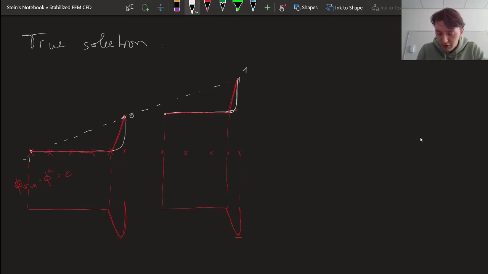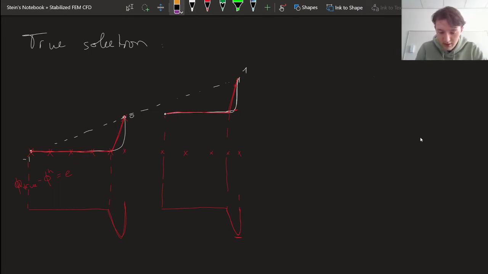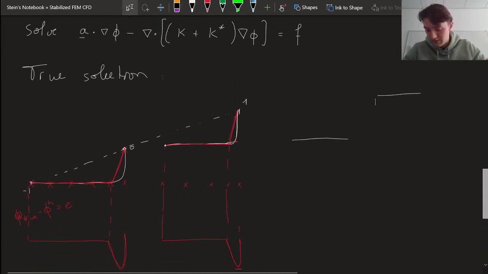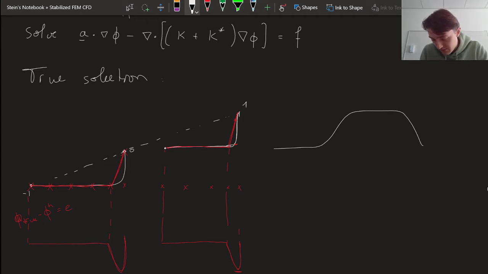So then my solution field, and don't mind the values right now, is going to look something like this. Let me try that again. It's going to be relatively constant here, and here and here. I'll try it one more time. Like this, like that. Yeah, I think that's something I'm happy with.